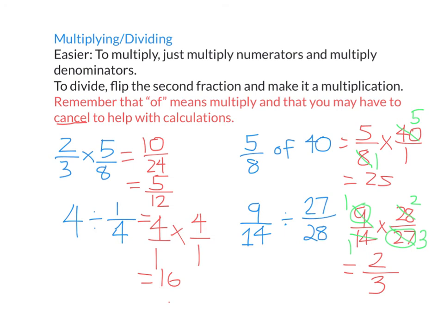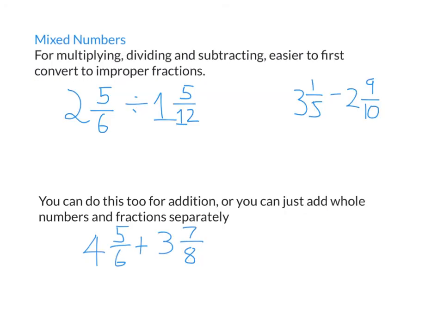Let's look now at mixed numbers. So mixed numbers can be tricky. When you have to multiply, divide, or subtract mixed numbers, what you do is first convert to improper fractions. So remember, an improper fraction is just one that has a larger number on top than on the bottom. So this is how you convert to improper fractions. You take the whole number part, multiply it by the denominator, and add the numerator. So 2 times 6 is 12 plus 5 is 17. Now you always keep the same denominator. So the denominator of the fraction was 6, it's still 6.